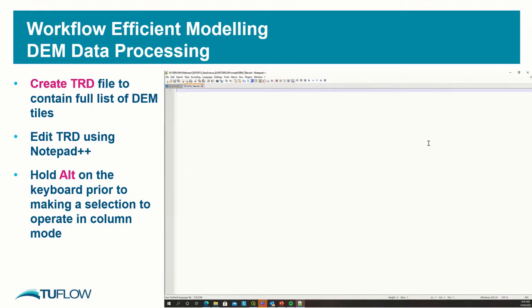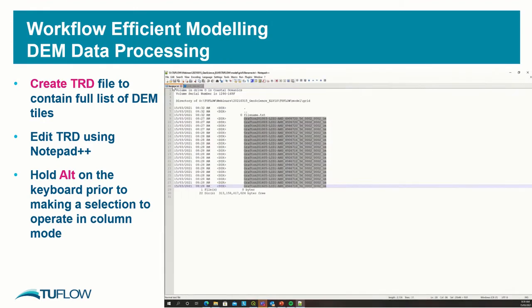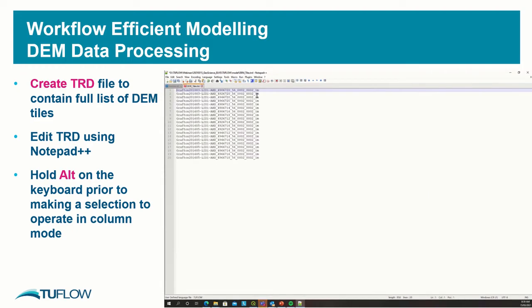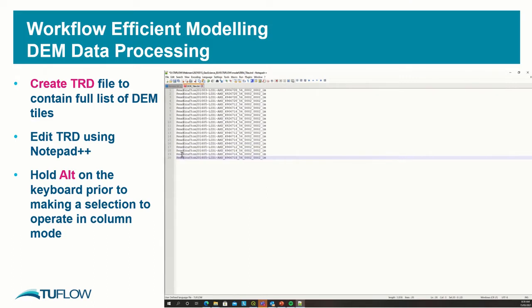I can open that up in Notepad++ and then use column mode to edit it. So before those folder references, I can prefix it with the relevant command and the necessary path updates. That would be read grid z points equals, and then space grid backslash.